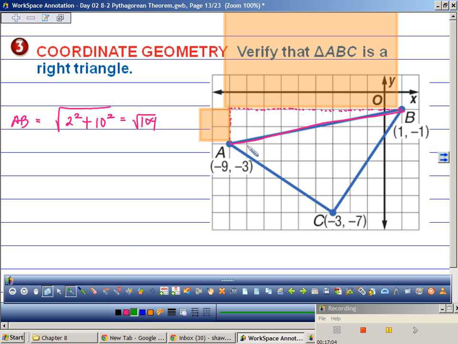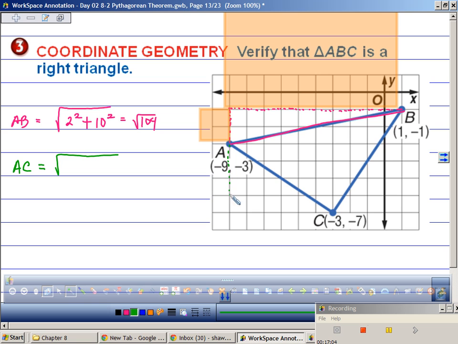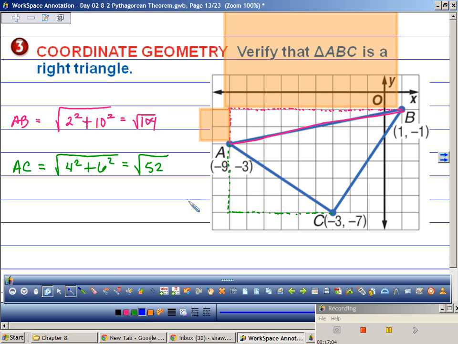Okay, let's change my color and do the other side. From A to C, how far do I have to go to get from A to C? 1, 2, 3, 4. From here to here, I have to go 4. And to go over to C, 1, 2, 3, 4, 5, 6. Makes what? 52. And lastly, BC.